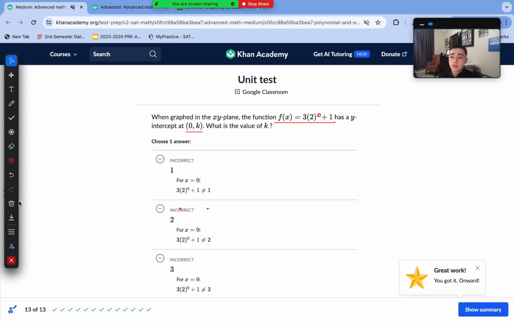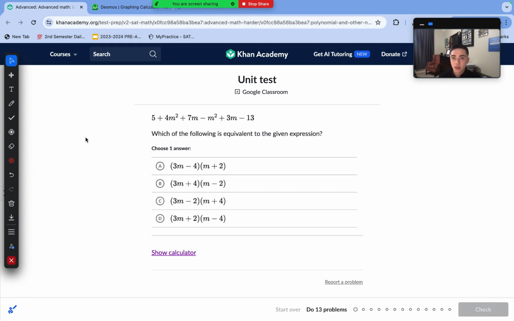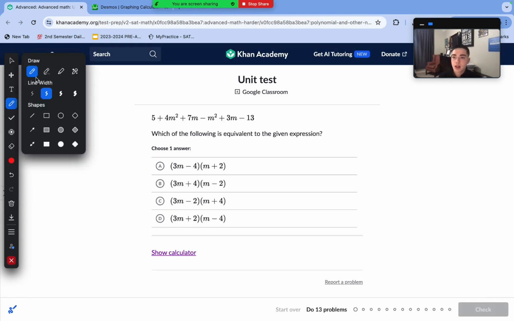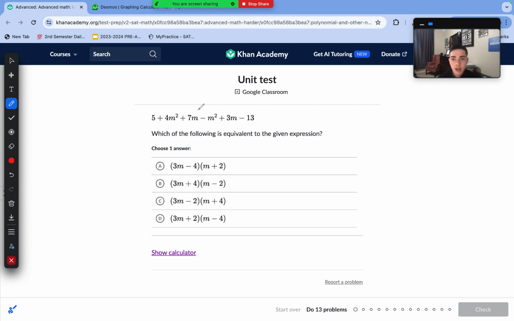This is all for the medium difficulty level. Let's move to our advanced difficulty level. Okay, on to our advanced difficulty level. This first question, all we're going to do is combine like terms to start off. So we have 4m squared minus m squared. That's 3m squared.